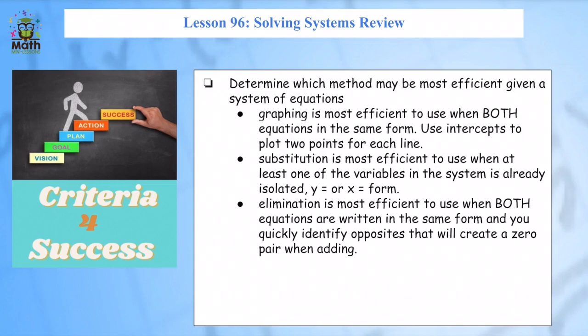Now, these are just suggestions from me. However, you can use whatever strategy makes the most sense for you.